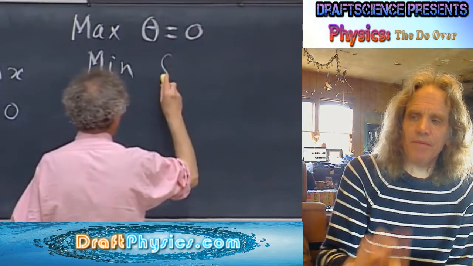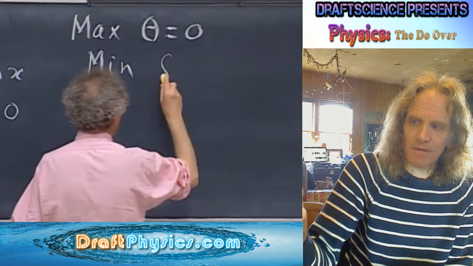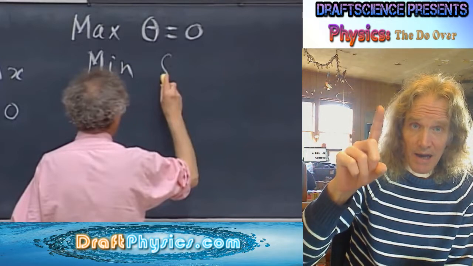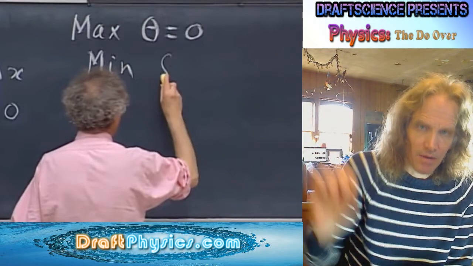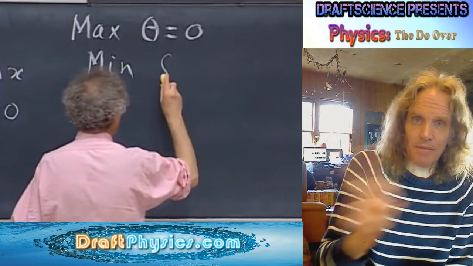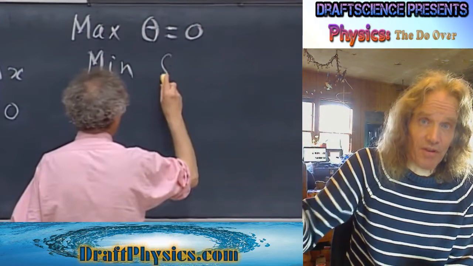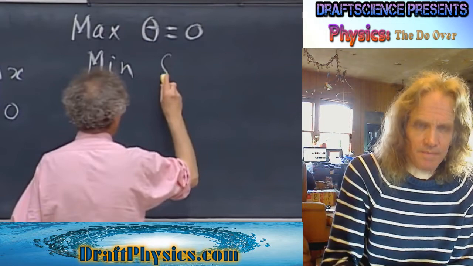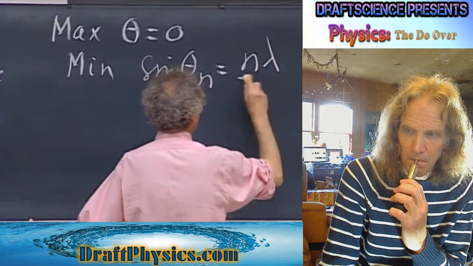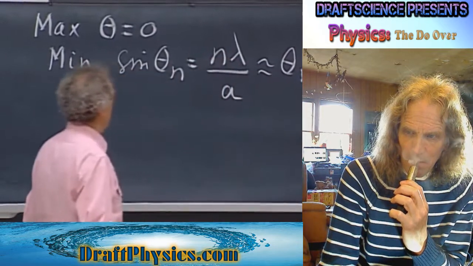So now how they change it is when they use the n number. See, they're going to get rid of that 0. And the way they're going to do it is the n number now is going to represent where the minima are. So where n before was where the light hit, now the n number is going to be where there's no light. So that's how they pervert the math to try to make it work. Sine of theta n equals n times lambda divided by a. And for small angle approximation, this is the same as theta n in radians.